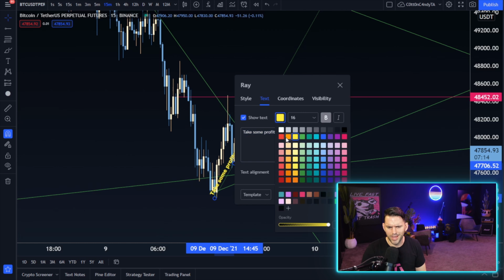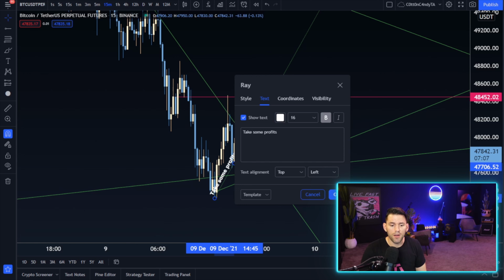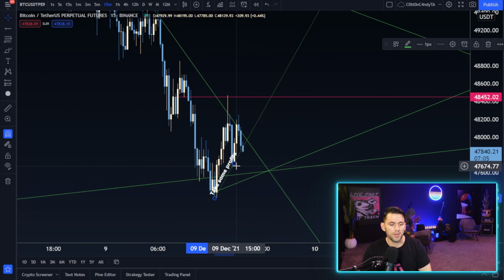And let's change the text color to something a little bit more readable. How about blue, or what about just white? Take some profits. There we go. Take some profits trade. So this would be the first dictation. If you wanted to just take some profits, that's not legible either, but I think we can move on from the color of the text here.